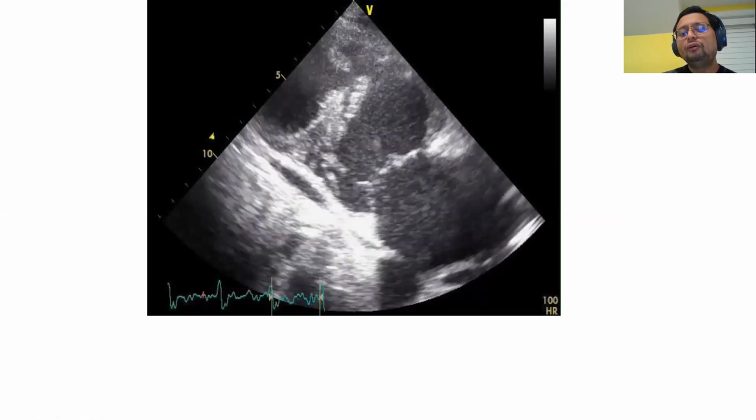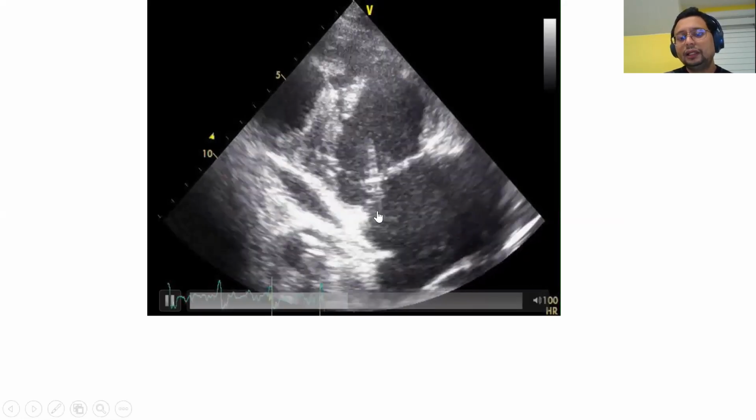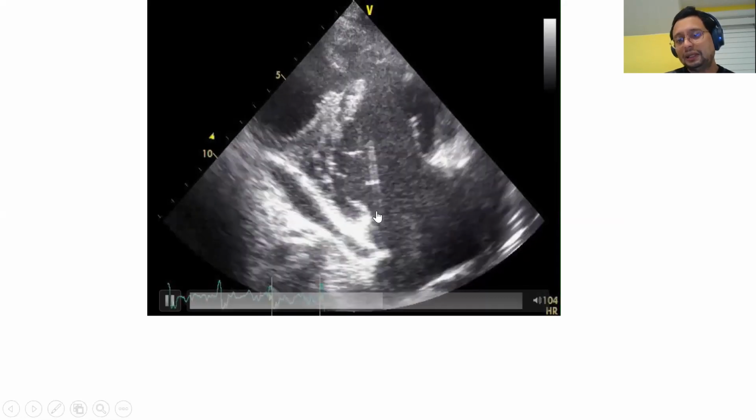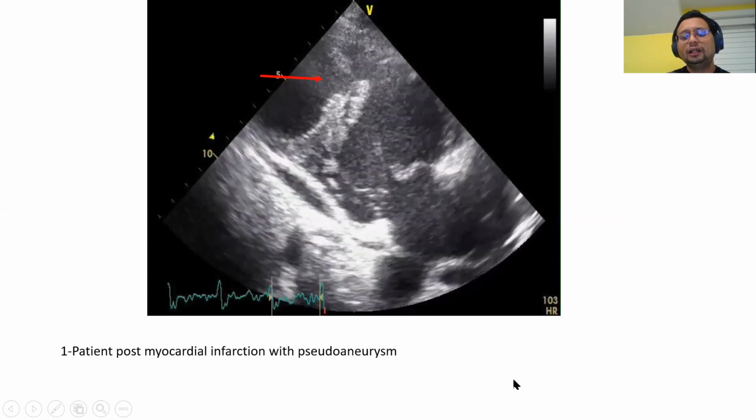All right, how do I want to know? So I wanted to see whether this leaflet is long or short. If this leaflet is short, this is septal leaflet. If this is long, this is posterior leaflet, right? Now, what else does happen?